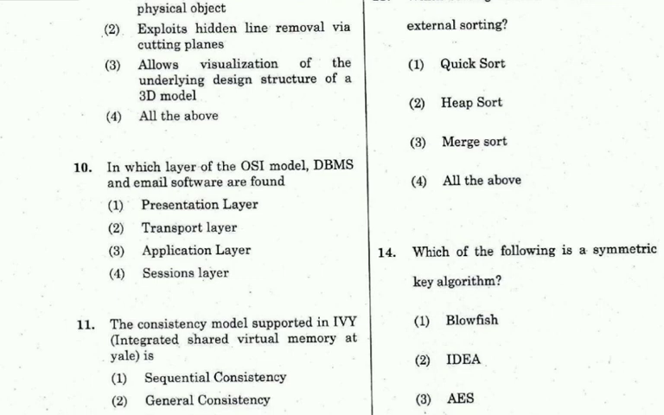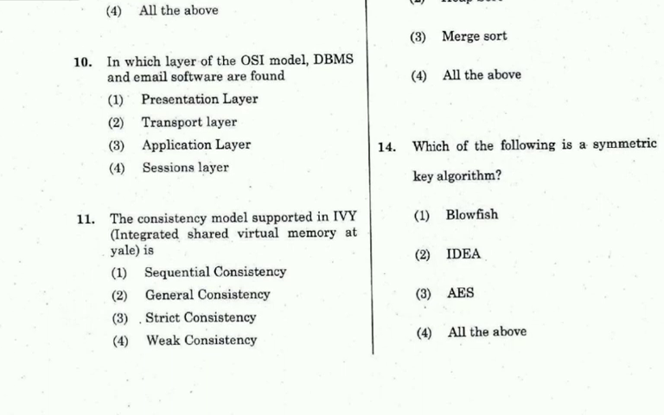Next, the 14th one. Which of the following is a symmetric key algorithm? From the given algorithms, we have to find out which is the symmetric key algorithm. We have 2 types of algorithms, that is symmetric and asymmetric key algorithms.